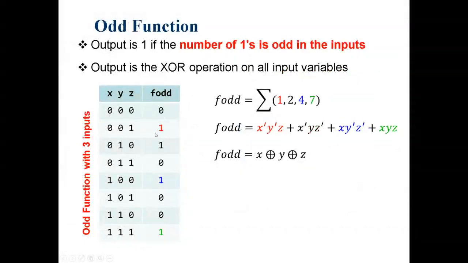This is 1. 1 is the red color. So this is actually x bar, y bar, z. The black color 2. It is 0, 1, 0. It is actually x bar, y, z bar. And the blue color, it is actually 1, 0, 0. So it is actually x, y bar, z bar. And the green color 7, x, y, z. Any question?